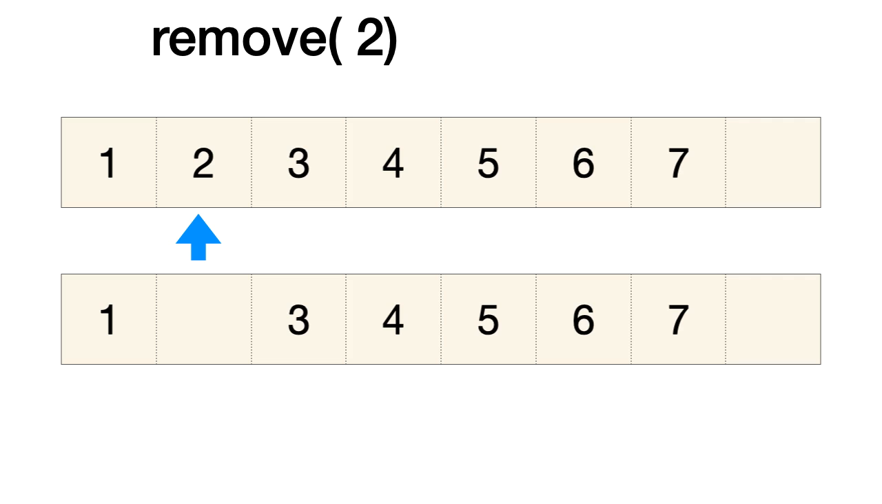But remember, ArrayList doesn't like having gaps. So what it does is it moves the item above into that gap. But then it's made another gap. So it moves the item above into the gap again. And it keeps going, bubbling up until it reaches the end of the array.